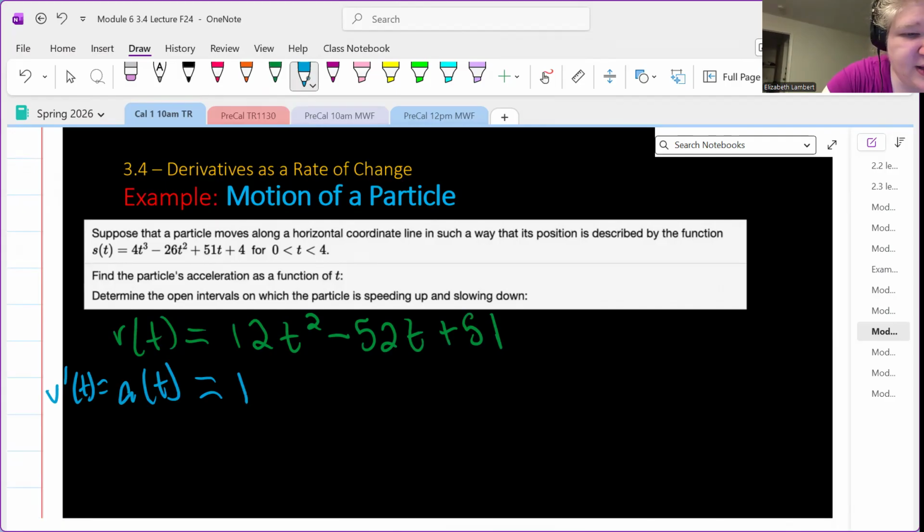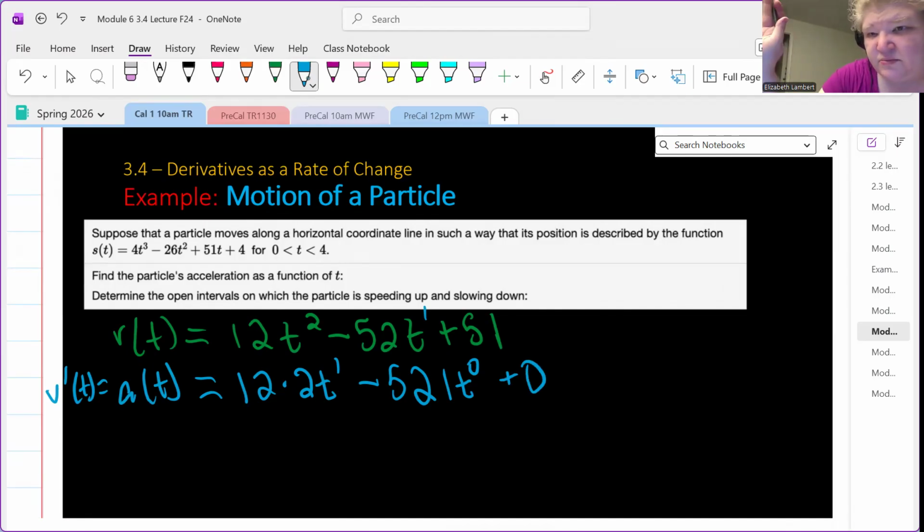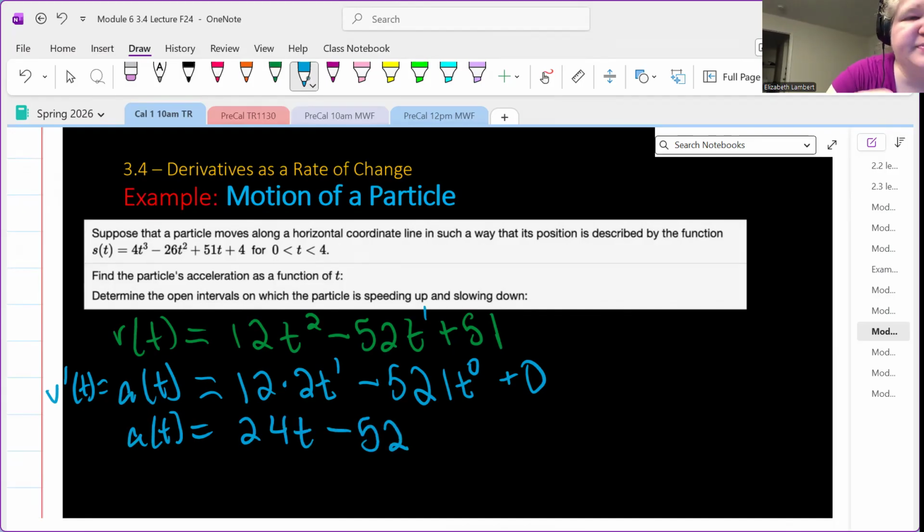So now it'll be 12 times the t squared. We bring the power down, 2 times t to the first, minus 52. And then t to the first here becomes 1t to the 0. And then the 51 is a constant, so it will just be plus nothing. So our acceleration function is 24t minus 52.